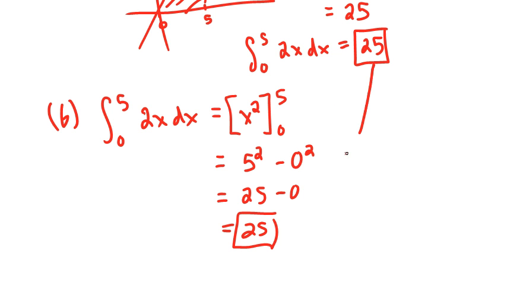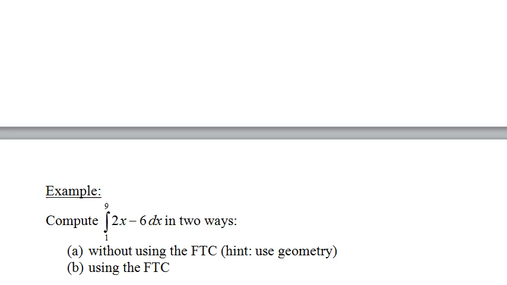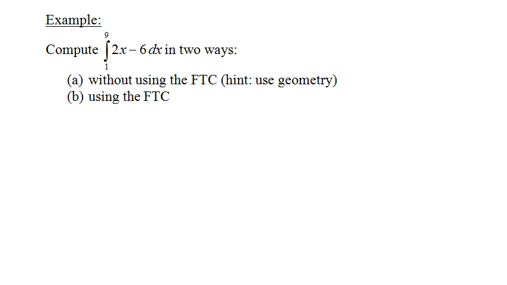Notice that our answers are the same. So the fundamental theorem of calculus really did give us the correct answer, the same answer that we found when we used geometry. Now, that function we looked at was always positive, so we didn't really get the idea of net signed area in that. We just had the idea of area.